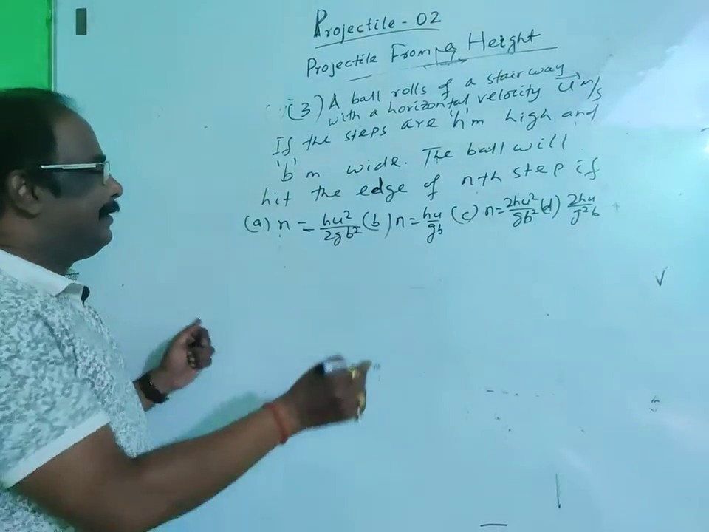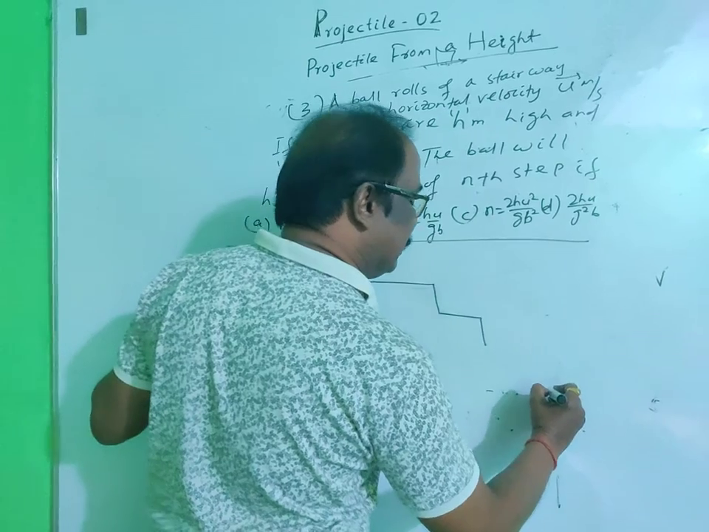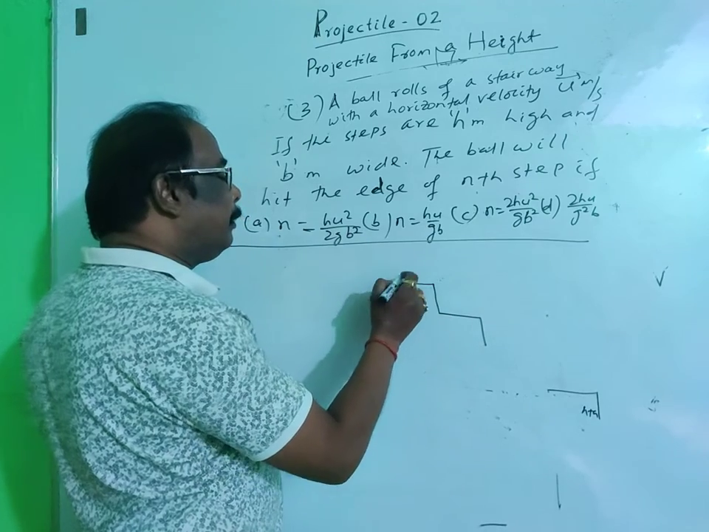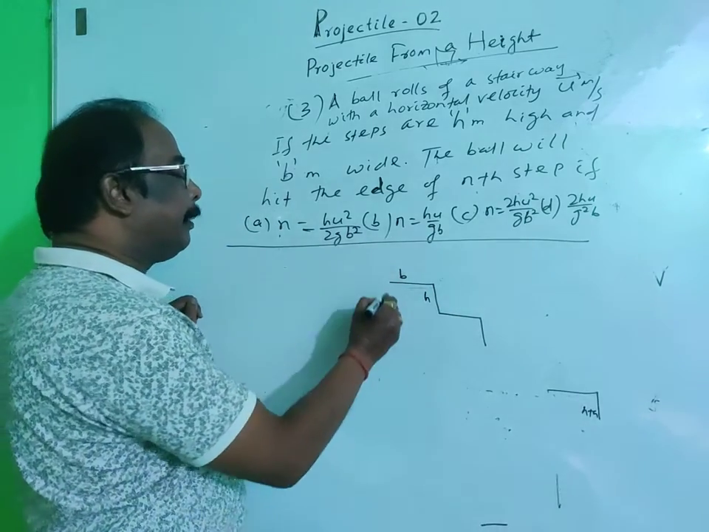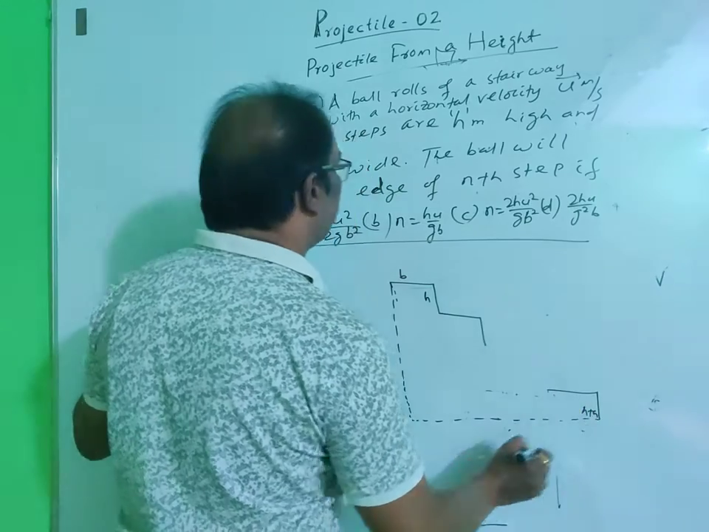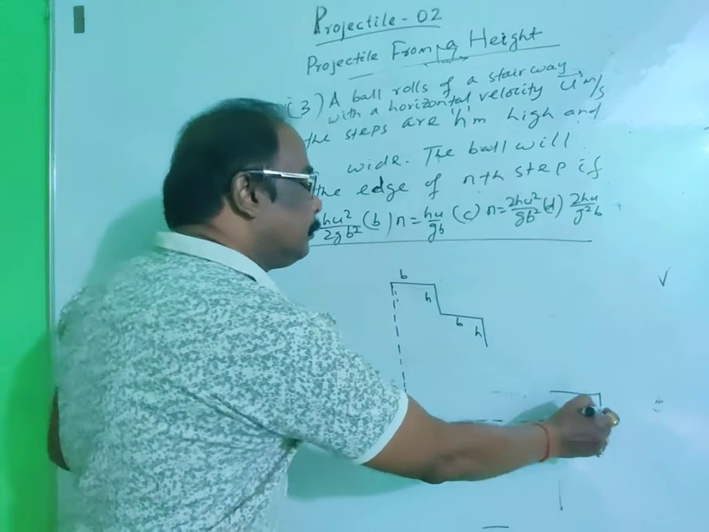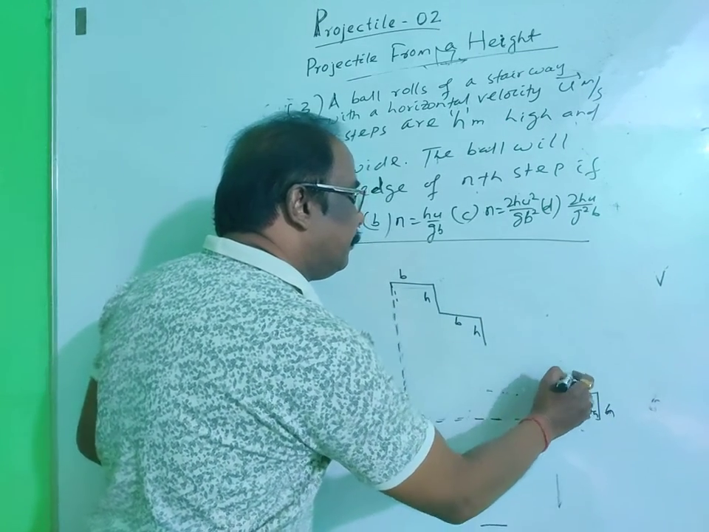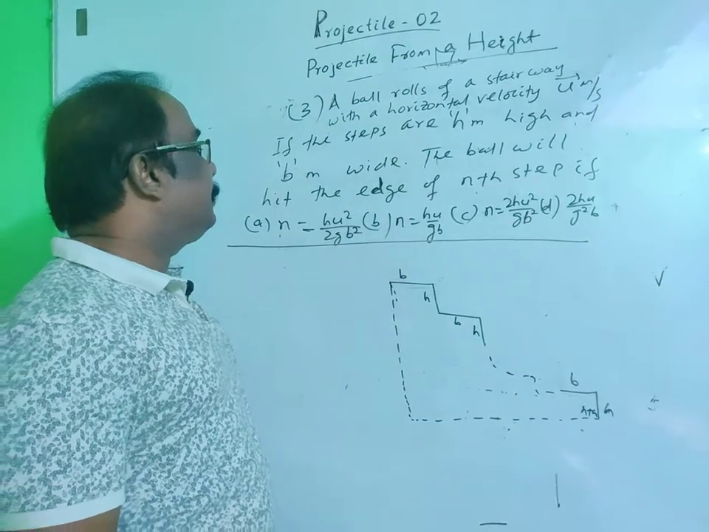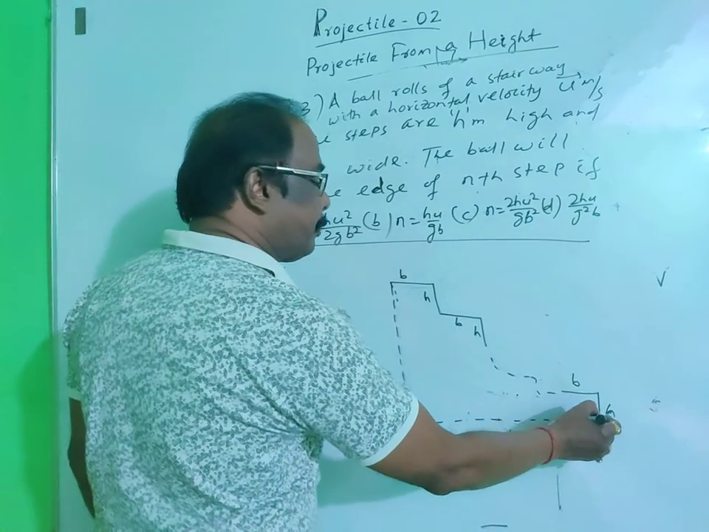Okay? These are the stairway, and this is nth step. Each stairway is b meter wide and h meter high. If the steps are h meter high, this is h, this is b, and n number of steps are there. So the ball will hit the edge of nth step.